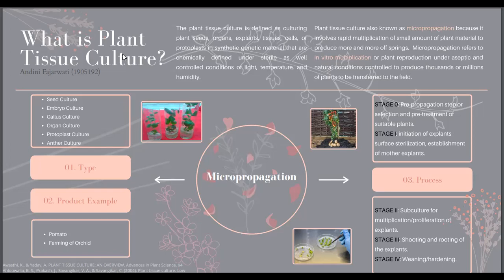As you can see, there are several types of it, which are seed culture, embryo culture, callus culture, organ culture, protoplast culture, and anther culture. Then you have product examples being Pomato and farming of orchid. And the stages are stage 0, pre-propagation, then stage 1, initiation of explants, stage 2, subculture for multiplication, stage 3, shooting and rooting for the plants, and stage 4, weaning or hardening.